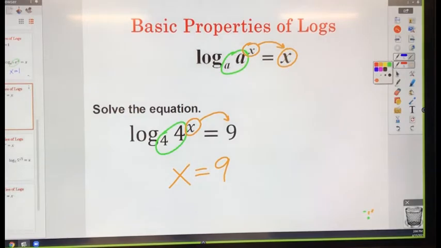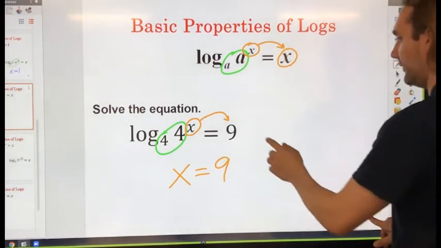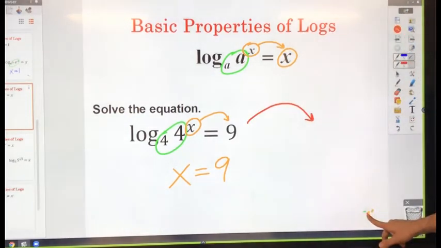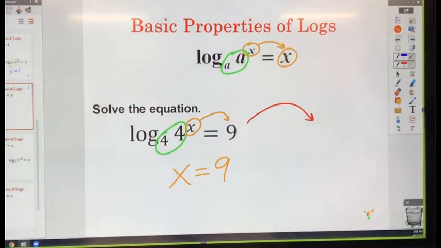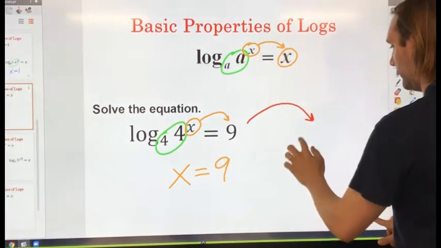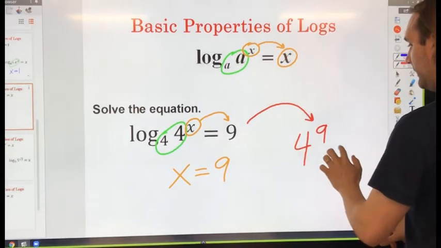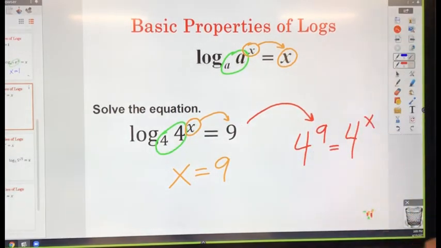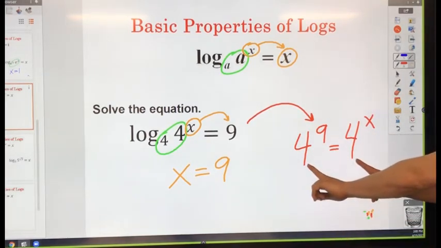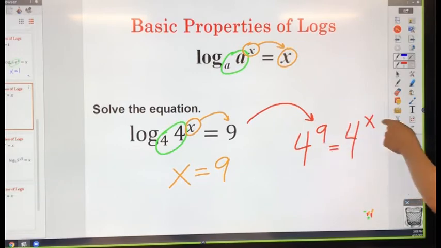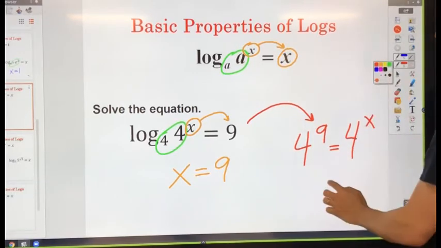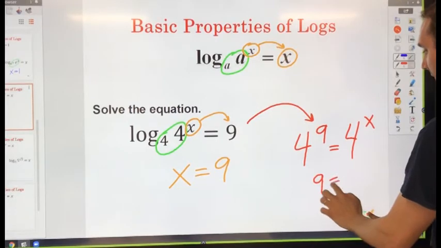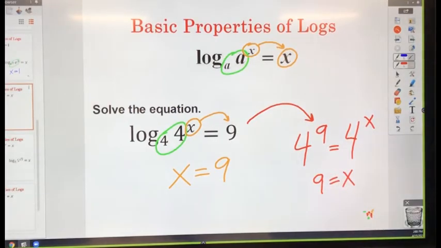And keeping from the tradition, let's go ahead and convert this into an exponent and see what it looks like. So what's the base of my exponent? 4. What's the power? 9. 9 equals 4 to the x. When we solved exponents, we saw something similar to this. When they have the same base, we then just look at the exponents. And I see with my exponents, 9 equals x, or x equals 9.